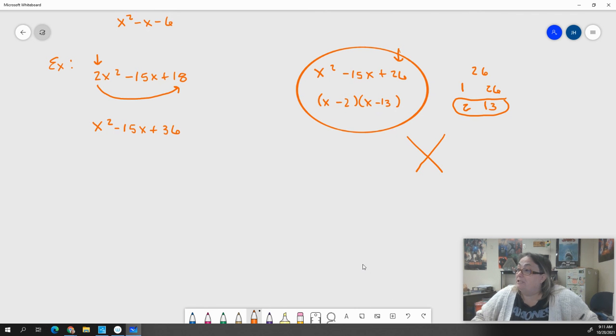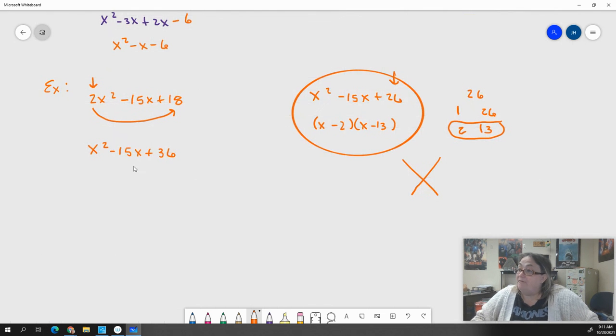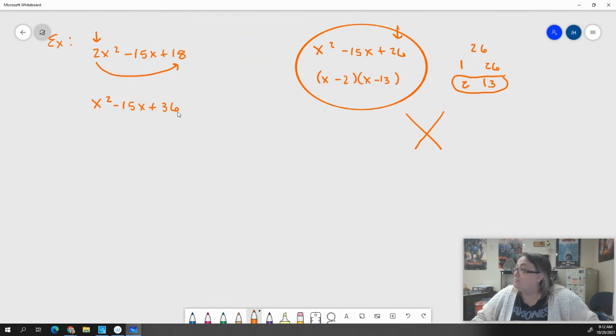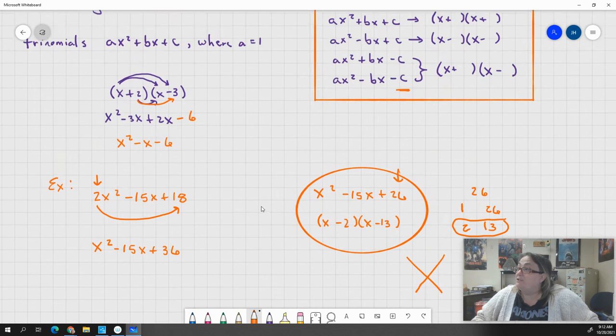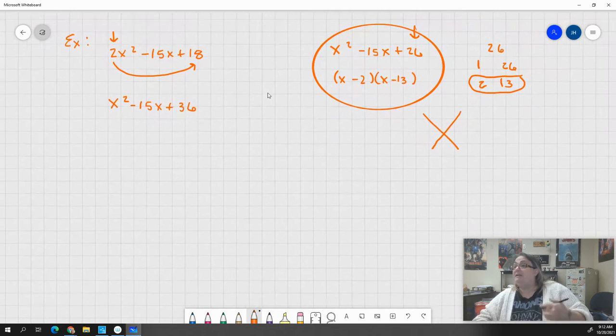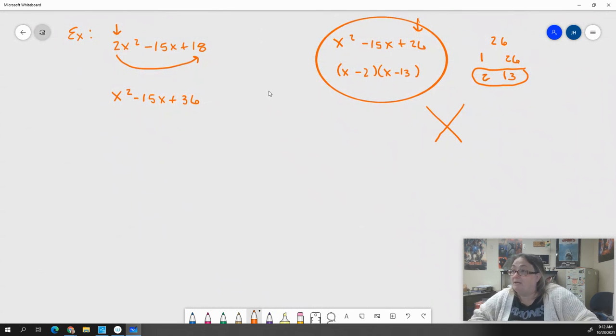What are our factors going to look like? Well, we have a positive c and we have a negative b, right? Our c term is positive, our b term is negative. We can go back to the chart and see that here I have a negative and here I have a positive. So I know I'm going to have 2 negative factors, right? I'm going to have x minus something times x minus something else. That something else is going to come from the 36. I'm going to look at my factors of 36 that add up to 15.